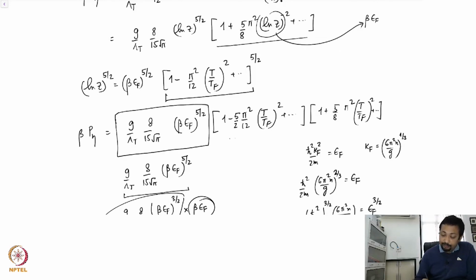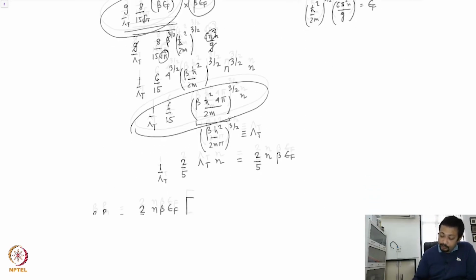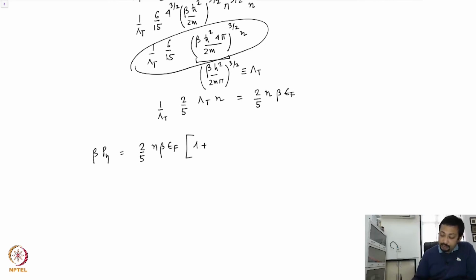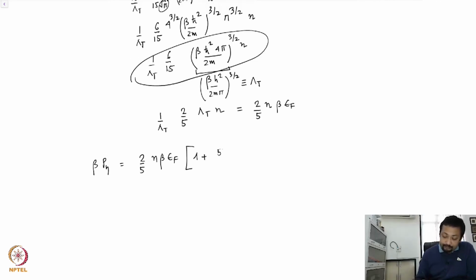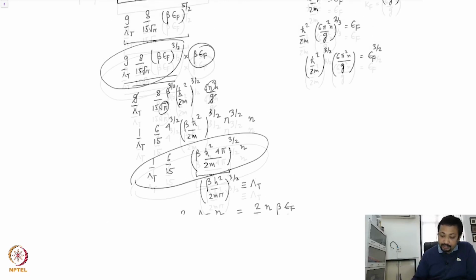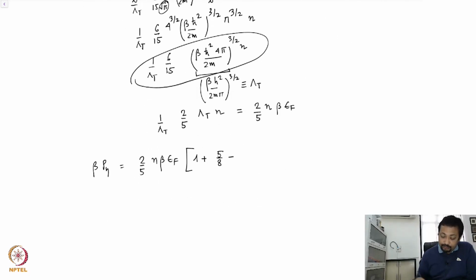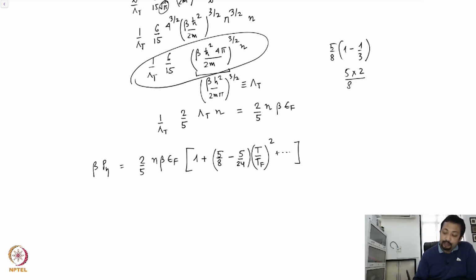Now I have to take care of this. To the leading order, it is 1 plus 5 by 8 minus 5 by 24, t over tf whole square, plus higher order terms. So 5 by 8 times 1 minus 1/3, that is 5 into 2 by 8 into 3, one gets 5 by 12.